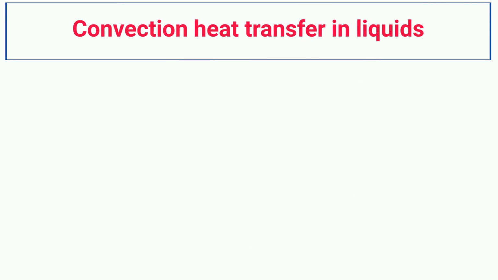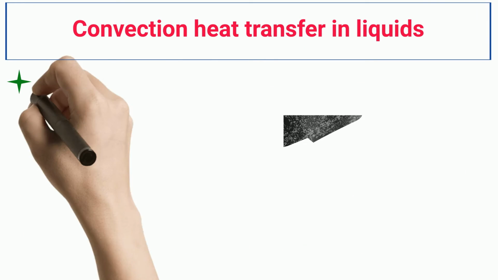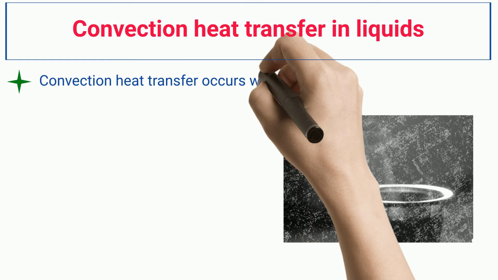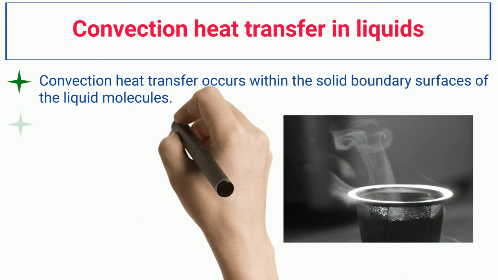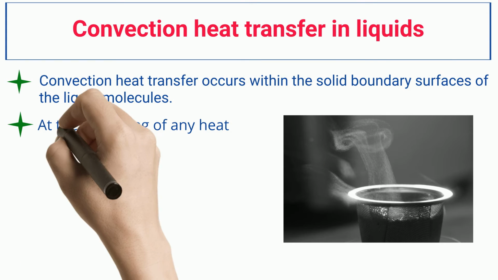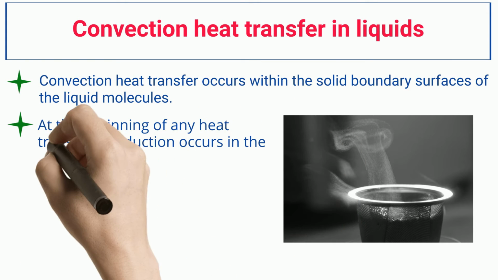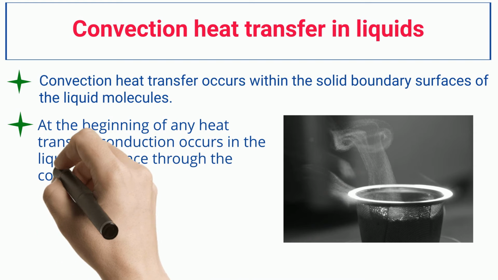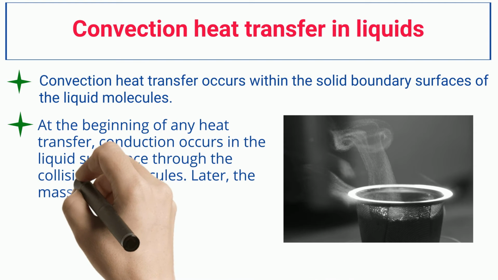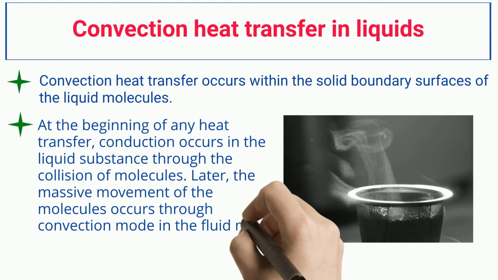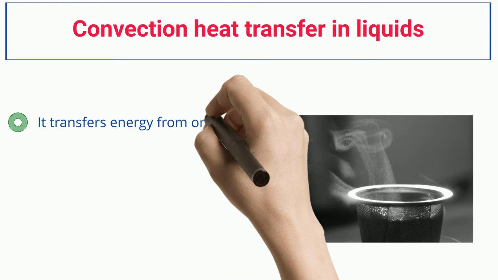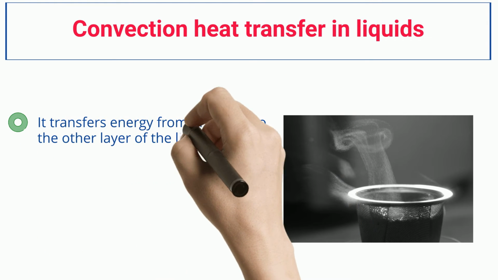Convection heat transfer in liquids. Convection heat transfer occurs within the solid boundary surfaces of the liquid molecules. At the beginning of any heat transfer, conduction occurs in the liquid substance through the collision of molecules. Later, the massive movement of the molecules occurs through convection mode in the fluid matter. It transfers energy from one layer to the other layer of the liquid.